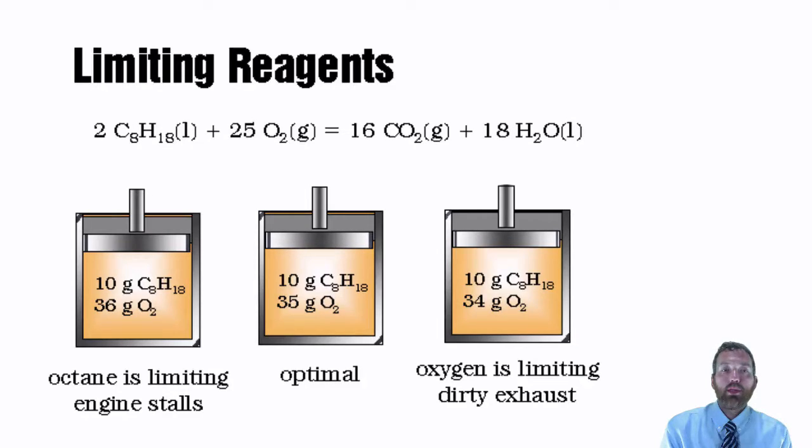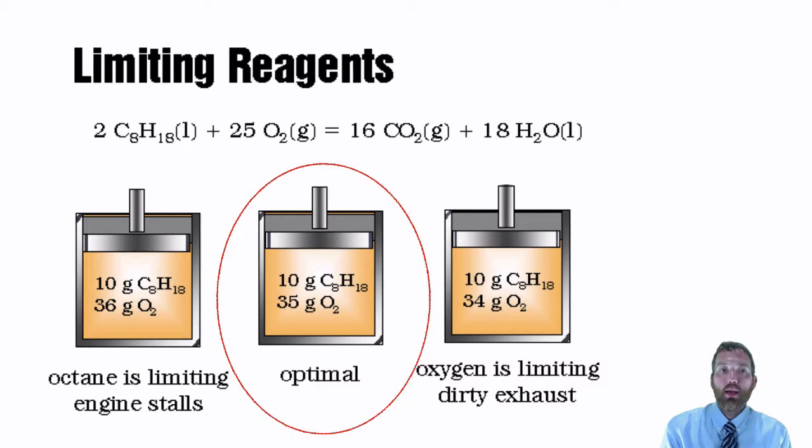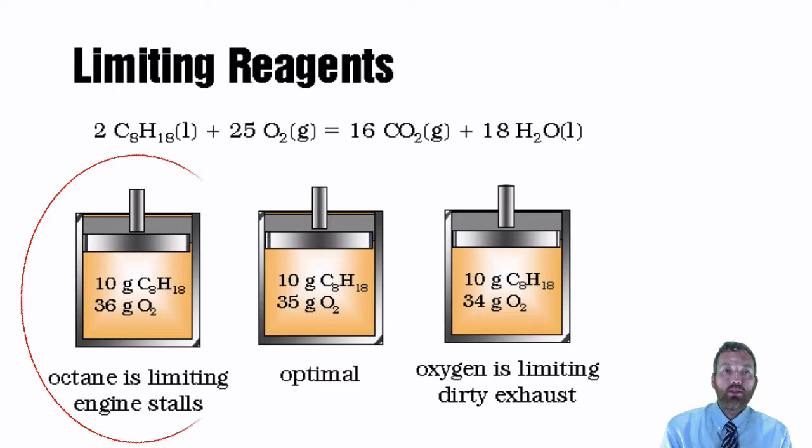So this example of burning octane inside of the pistons in the engines of a car shows a couple of examples of how some of the reactants can be limiting or not. The optimal ratio is 10 grams of octane for every 35 grams of oxygen. If you have this ratio, the car is working optimally. If I had this ratio, 10 grams of octane for 36 grams of oxygen, now octane is limiting.